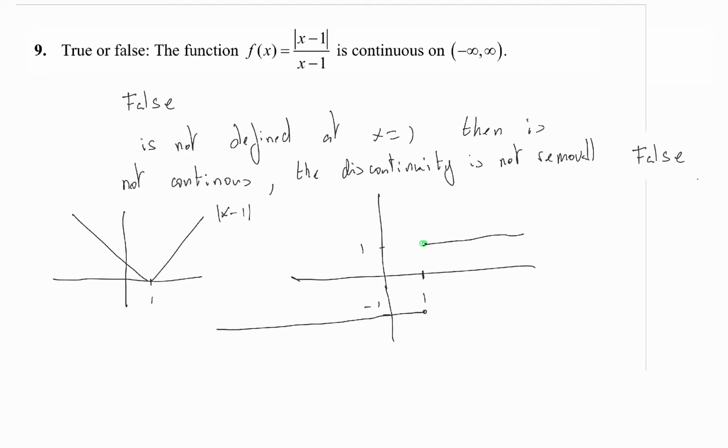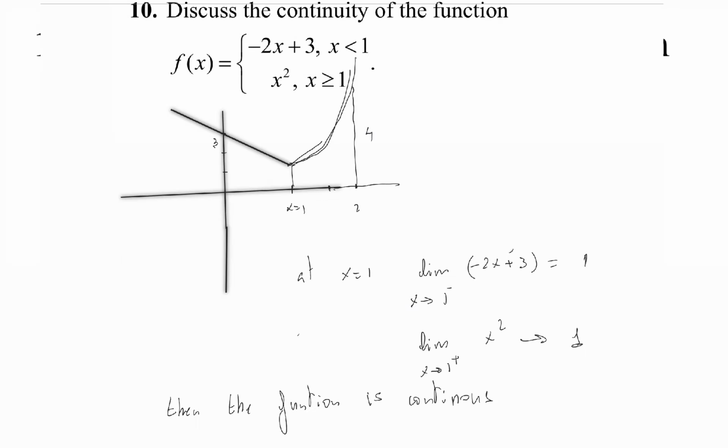Why? Because the limit when x approaches 1 from the right, the function wants to be 1. And when you approach 1 from the left, the function wants to be minus 1. The limit doesn't exist. And the value of the function at the point x equals 1 is also not defined. So the function is not continuous. Okay, so false, it is not continuous.